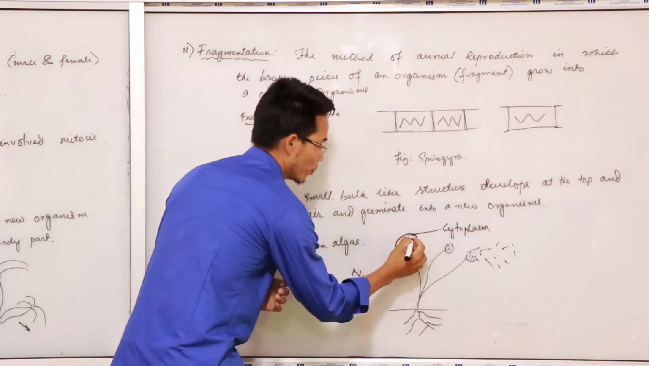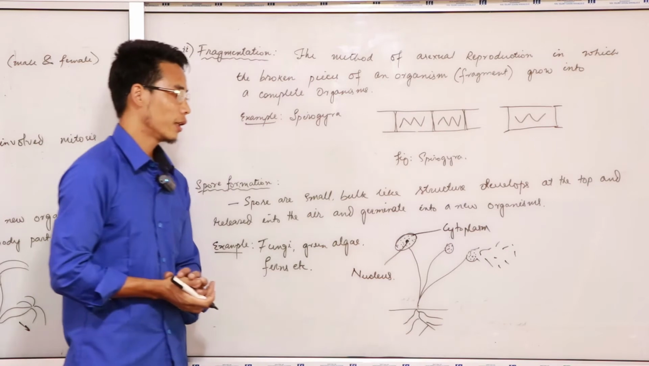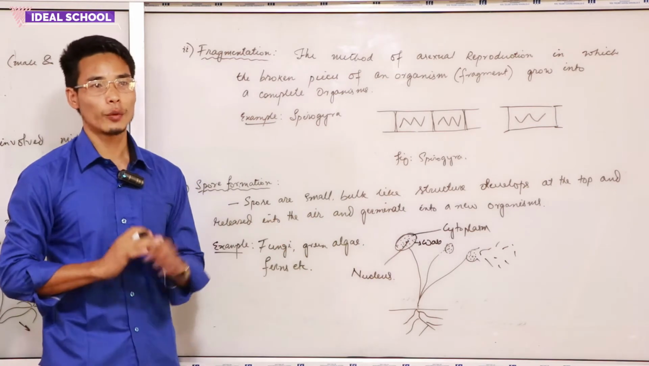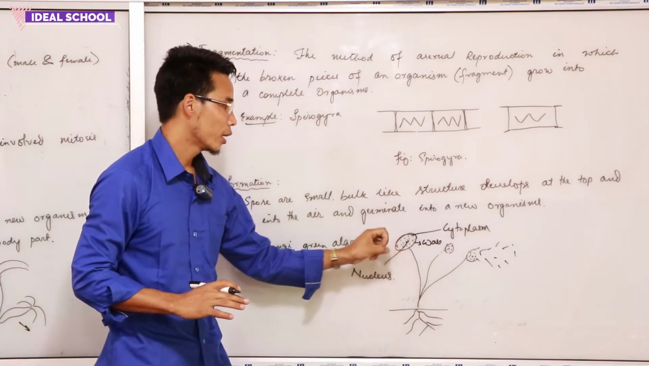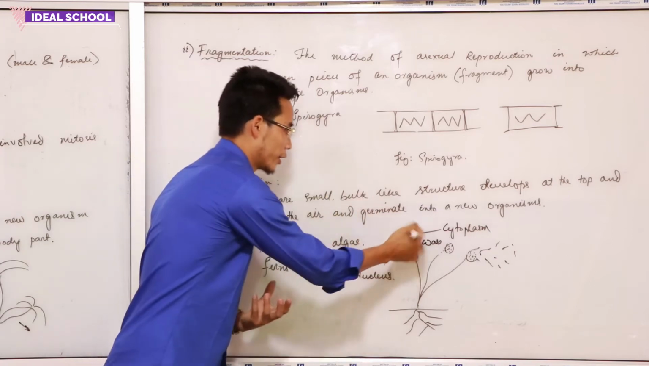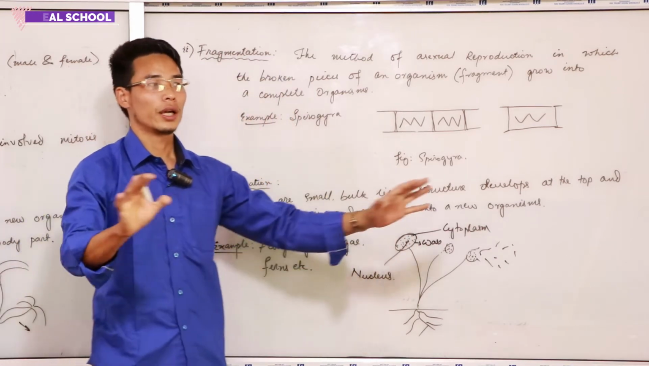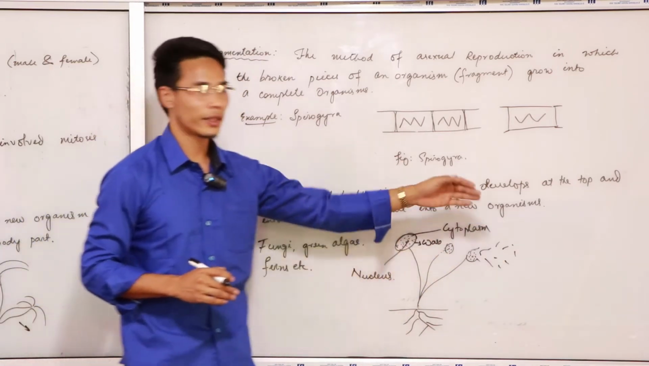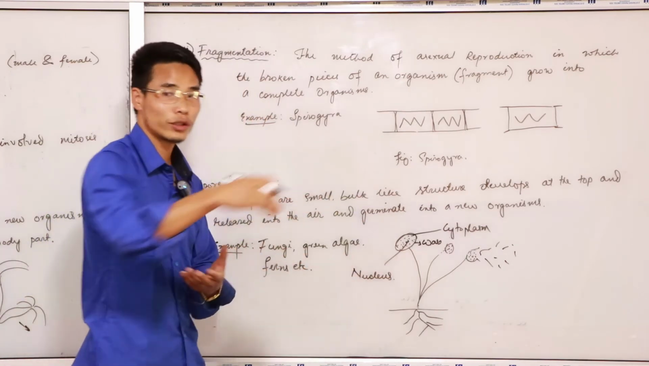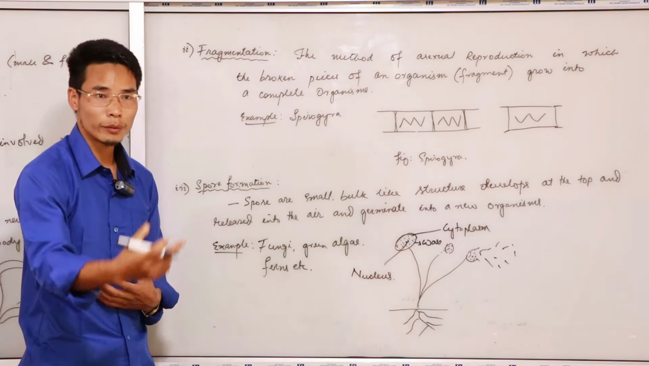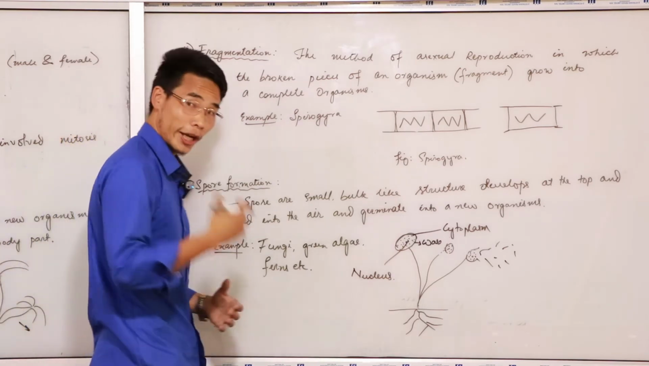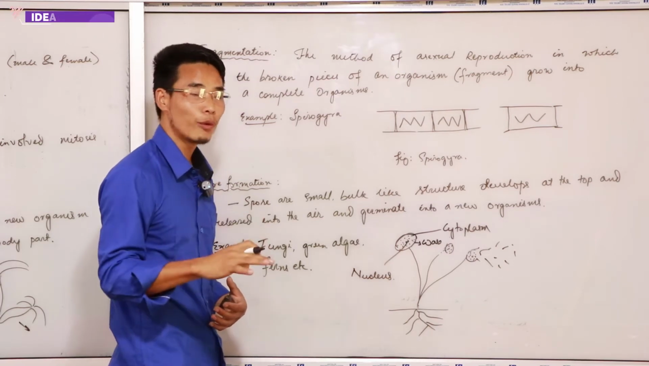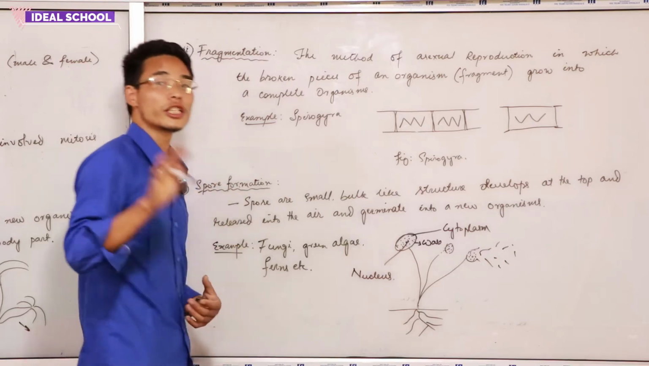When the cytoplasm and nucleus are mature, the thick wall will be broken. And when it breaks, all the cytoplasm present inside this thick wall will be sprinkled here and there, carried by wind, maybe carried by other agents. And then the place where they drop on the ground, they will germinate. Germinate means they will grow and form new organisms. That type of formation of new organisms by the spore is called spore formation or sporulation.